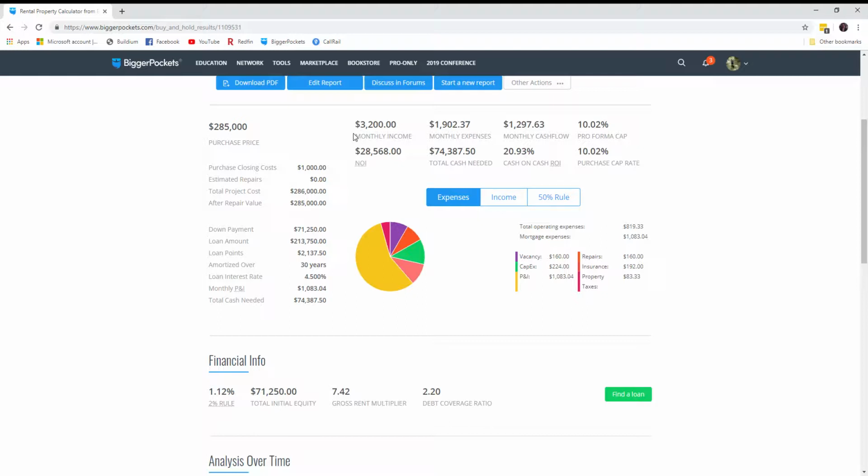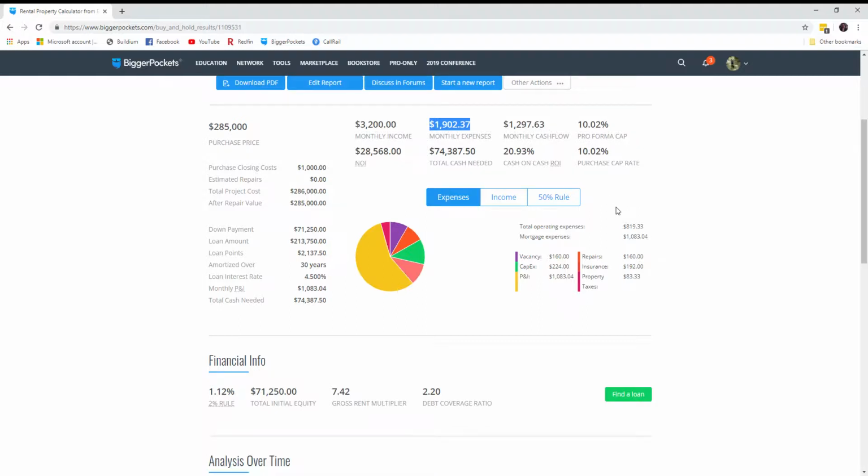So monthly income is $3,200. My monthly expenses are $1,900 a month. So the difference between income and expense is about $1,300. So that is my cash flow every month.